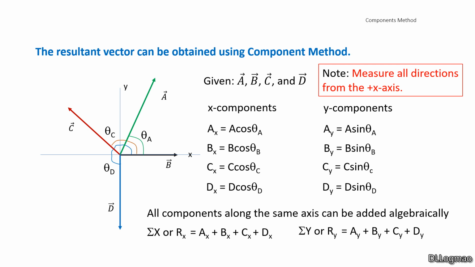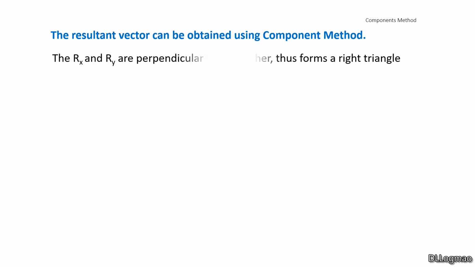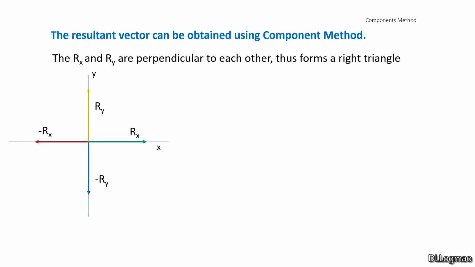The sum of the components, summation x or R sub x and summation y or R sub y, are perpendicular to each other and form a right triangle when illustrated with the resultant vector. R sub x can either be towards the positive x-axis or negative x-axis. R sub y can either be towards the positive y-axis or negative y-axis.